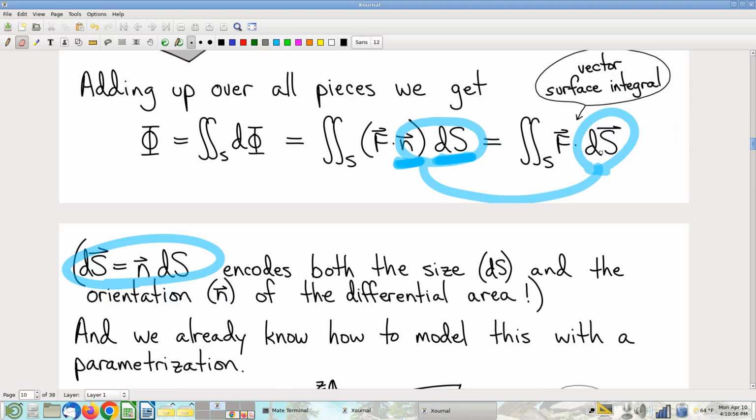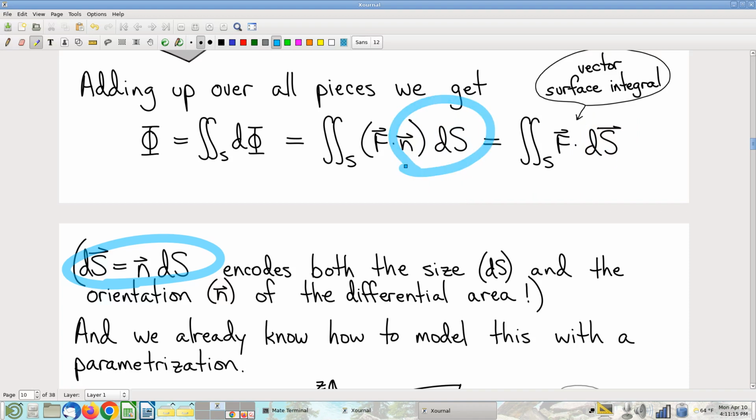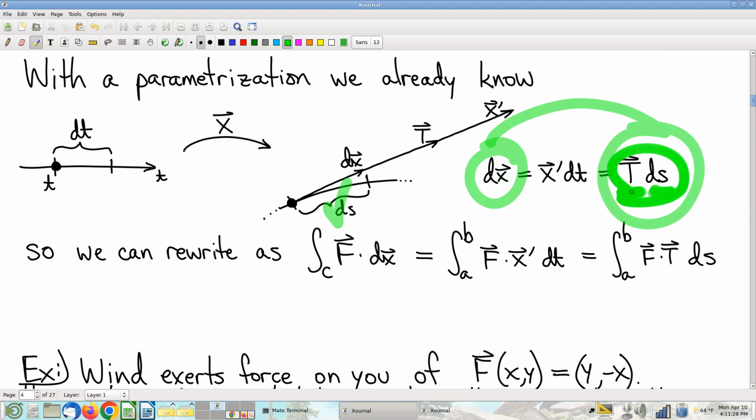What have we got here? We've got orientation times differential size. It's structurally the exact same idea. N times ds scalar is natural in exactly the same way as t ds was for the dx vector. So in the same way that for curves we called this product a vector differential, calling this a vector differential is totally analogous.